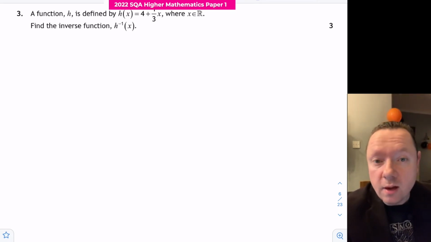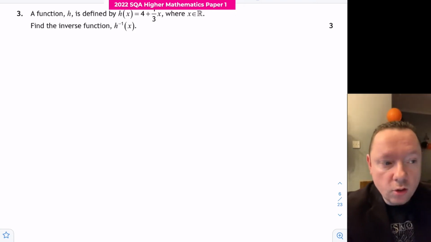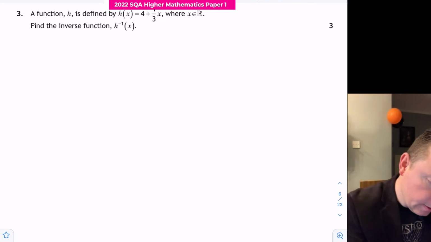There are a couple of methods you could use, so I'll go through both methods in case you used an alternative method or prefer an alternative method. So let's look at method 1.